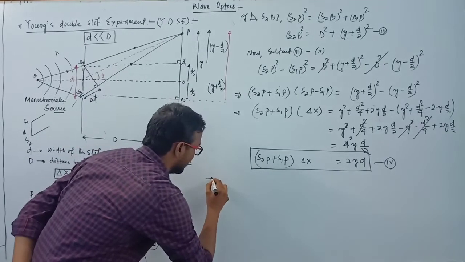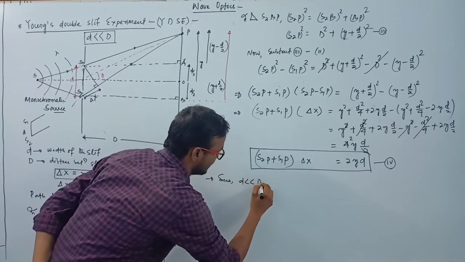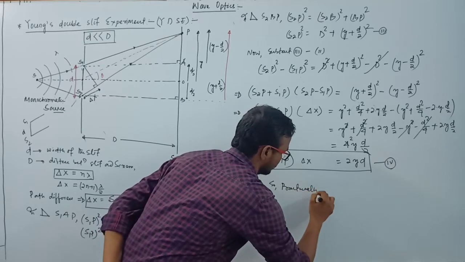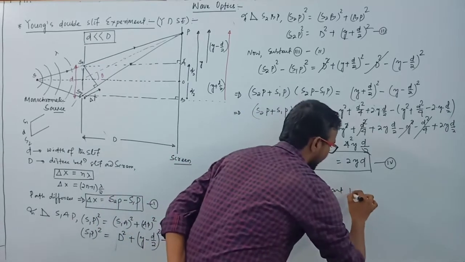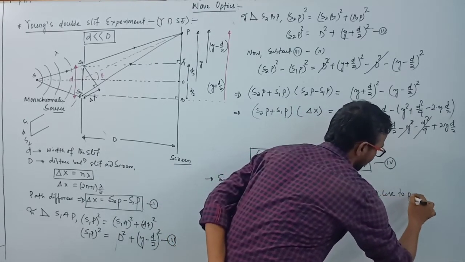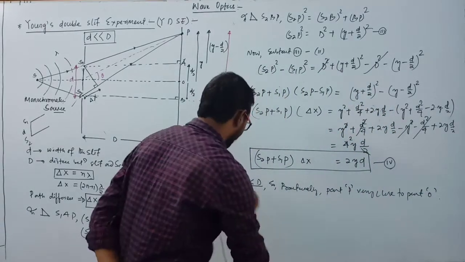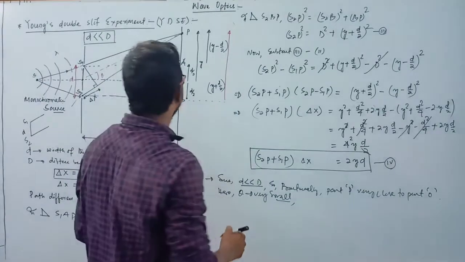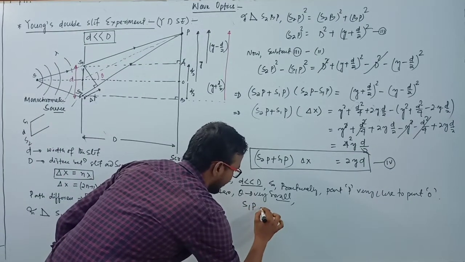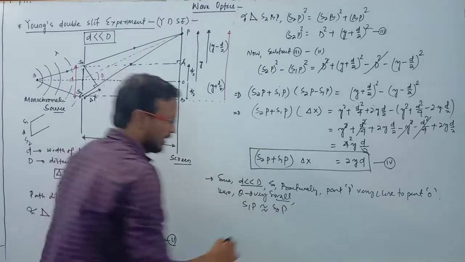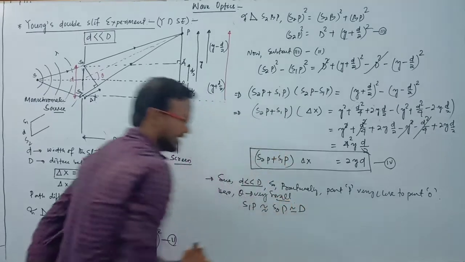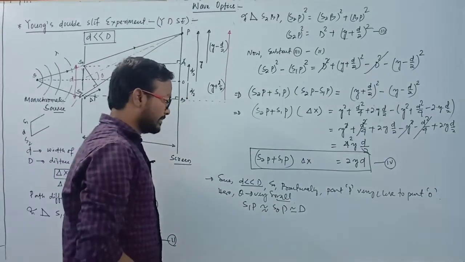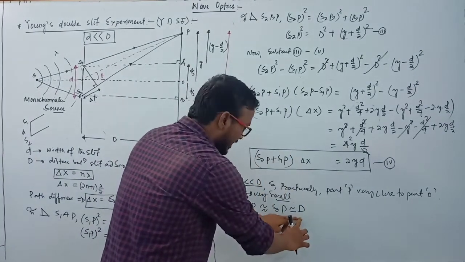Clear? So you can write here, since d is very small than D, practically point P is very close to point O. Clear? And theta is very small for the approximation method. So you can use S1P nearly equal to S2P, which is equal to capital D. Clear? This is the approximation method, our practical method we use here. So S2P plus S1P you can write as 2D.